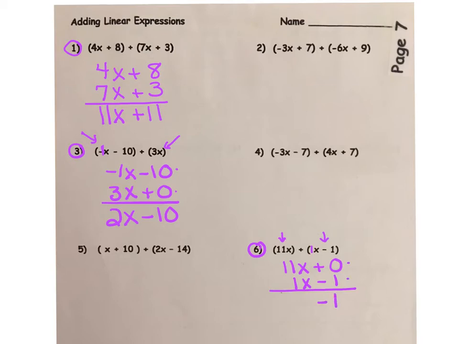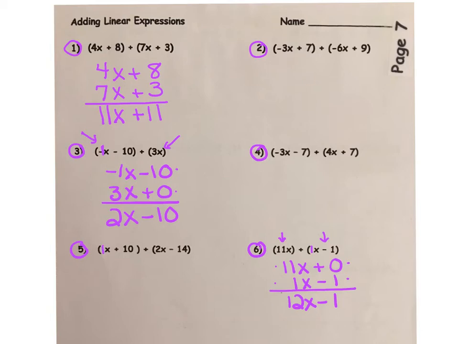We get negative 1, or a loss of 1 for our constant. 11x and 1x, well, that's 12x's. And we're done. On your own now, please try number 2, 4, and 5 when we pause the video. Make sure you put a 1 in front of that x.